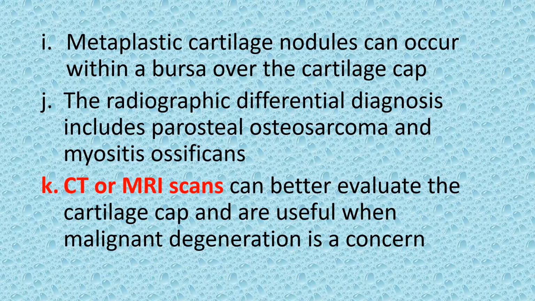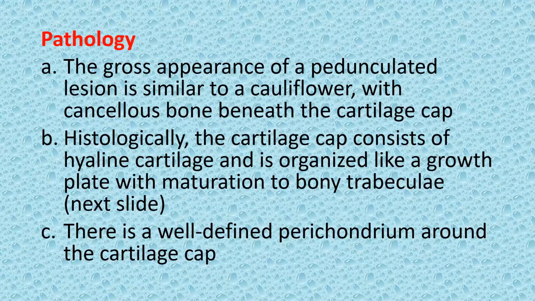The gross appearance of pedunculated lesions is similar to a cauliflower, with bone beneath the cartilage cap. Histologically, the cartilage cap consists of hyaline cartilage and is organized like a growth plate with maturation to bony trabeculae. There is a poorly defined perichondrium around the cartilage cap.